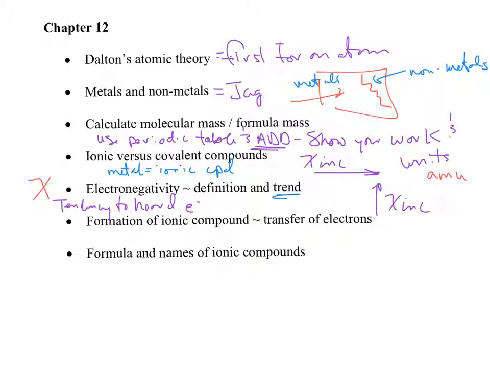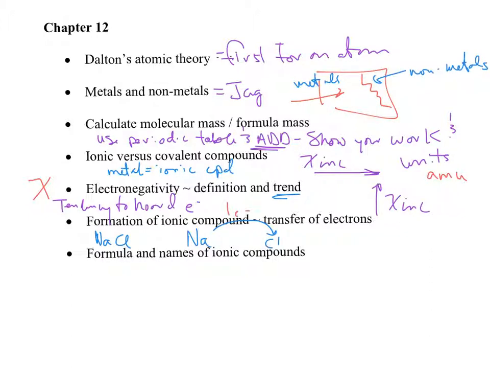Formation of an ionic compound, transfer of electrons. Just to remind you how that works, let's pick on the table salt. This is the example that we did in class. Table salt, of course, is NaCl. The way it works is Na, sodium metal, will lose an electron. So I'm going to show it going over to the chlorine.